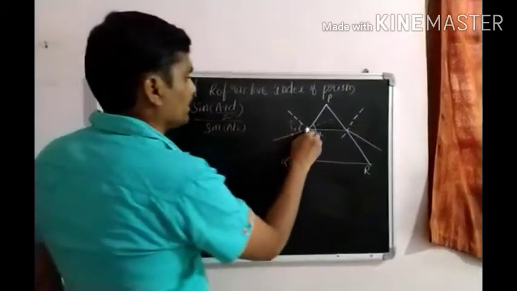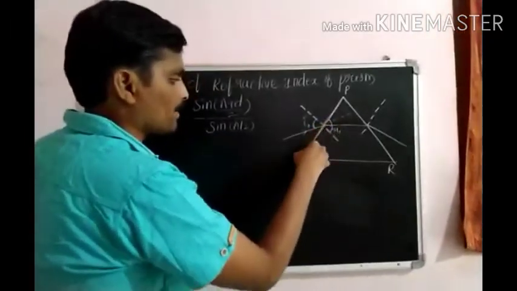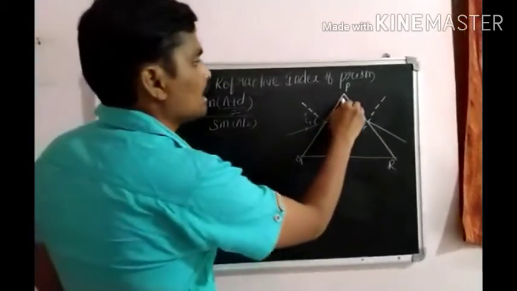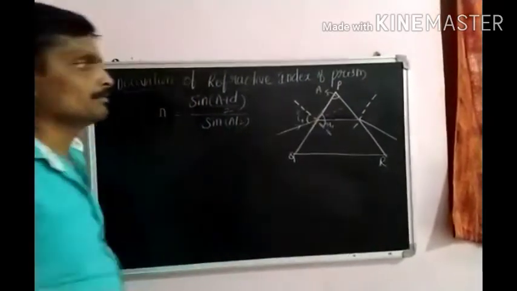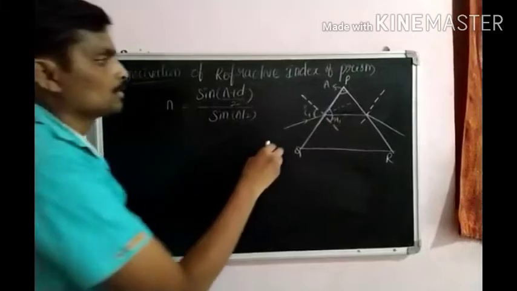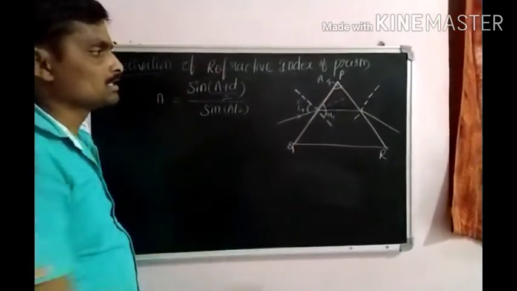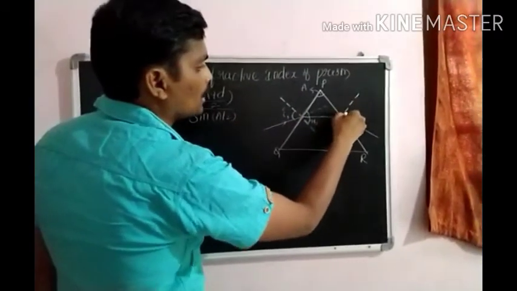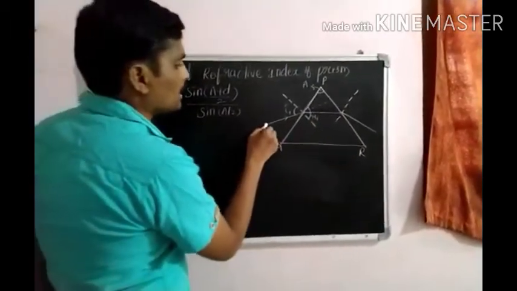This surface PQ is the refracting surface and PR is the other refracting surface, and this is the angle of prism. This angle of prism, let me take, is A. Here I am going to draw a normal to the PQ refracting surface. Here also I am going to draw a normal to the PR refracting surface. This is the incident ray.